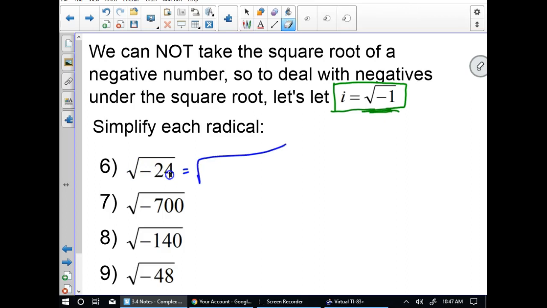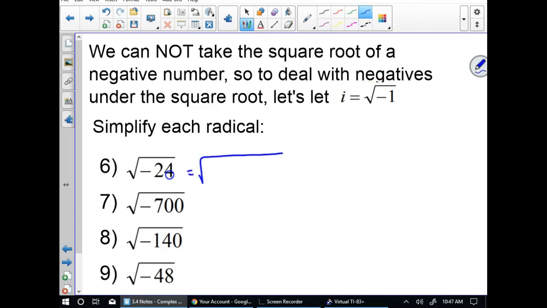That negative right there, we're just going to make it a negative 1 times. And then 24, I'm going to break down just like I would if I was doing the first 5 problems that we had here. So 24, Philip, how could I break down 24? 12 and 2, but can I take the square root of 2 or 12? No. So what else? Adam? 4 and 6, right? So 4 and 6.